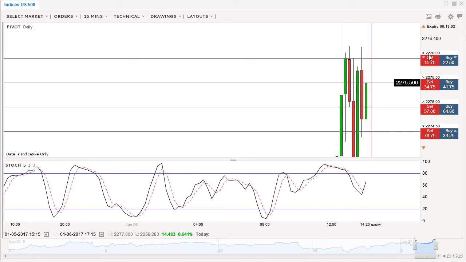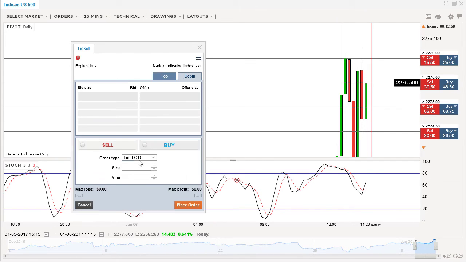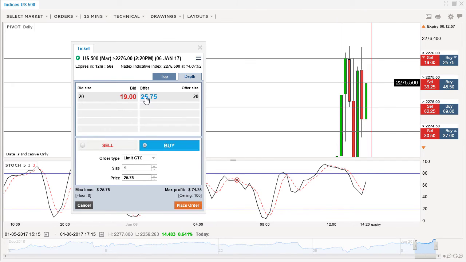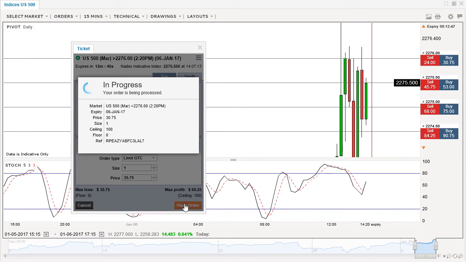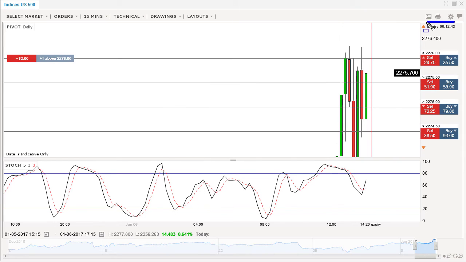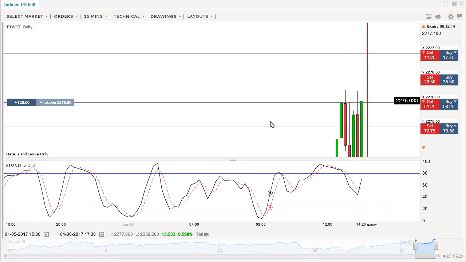For example, 22.76. Again, when you bring up the order ticket, you can see your max loss, max profit is listed right here on the ticket. So let's just do one contract. This tells me I have just over 12 minutes before it expires. As you can see, it's moving in our direction.